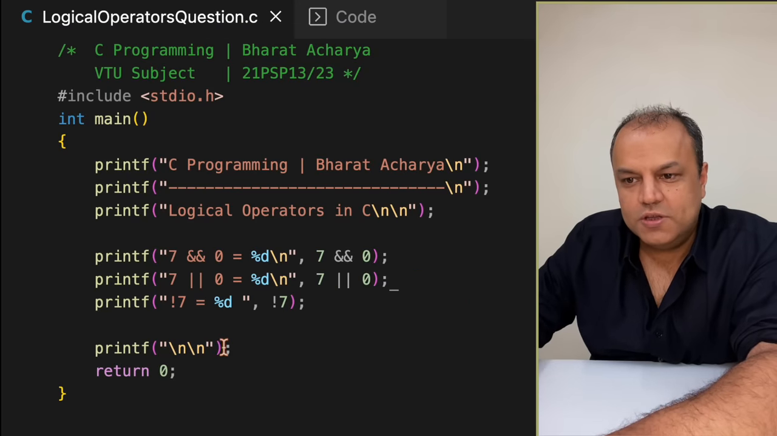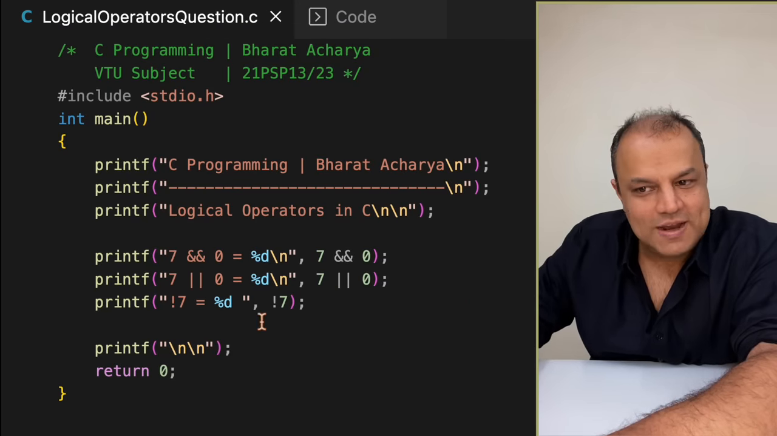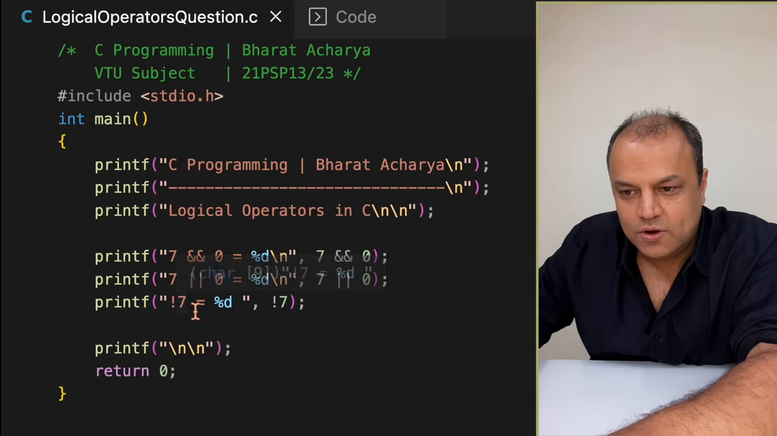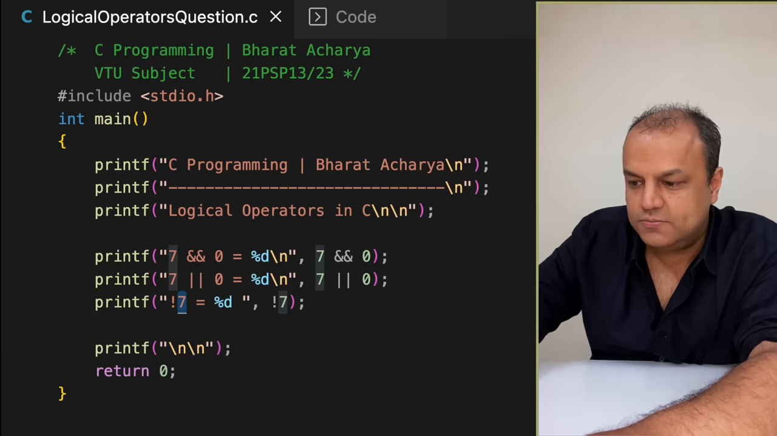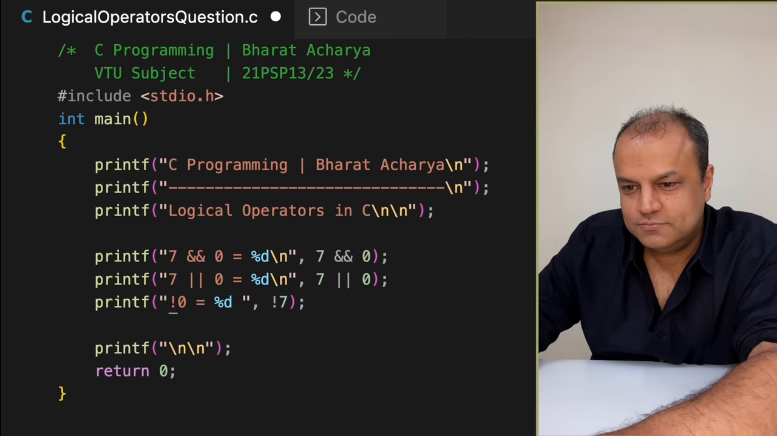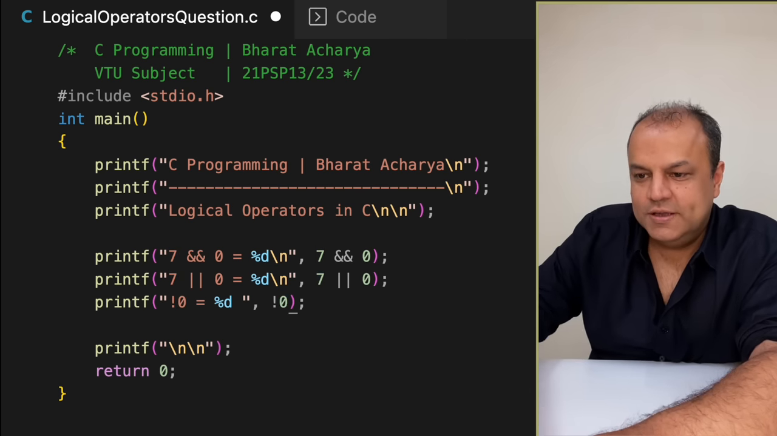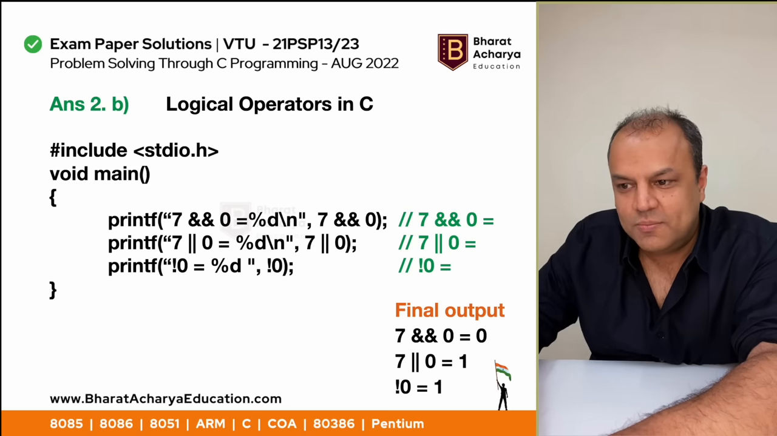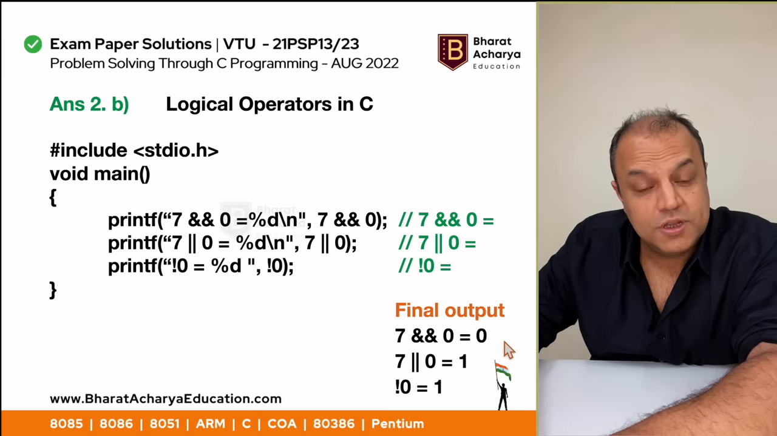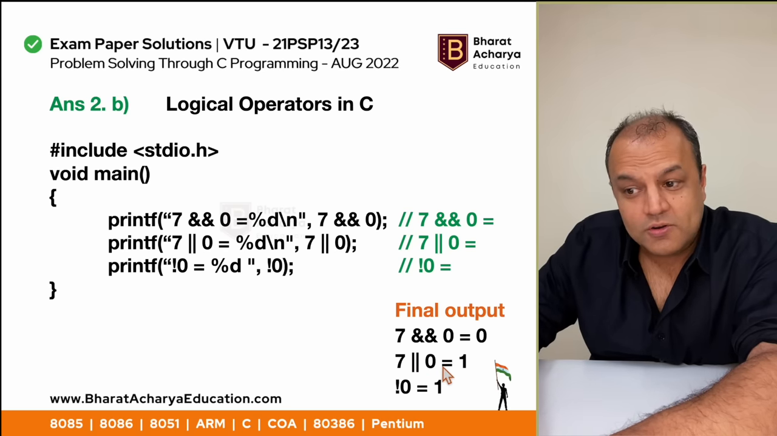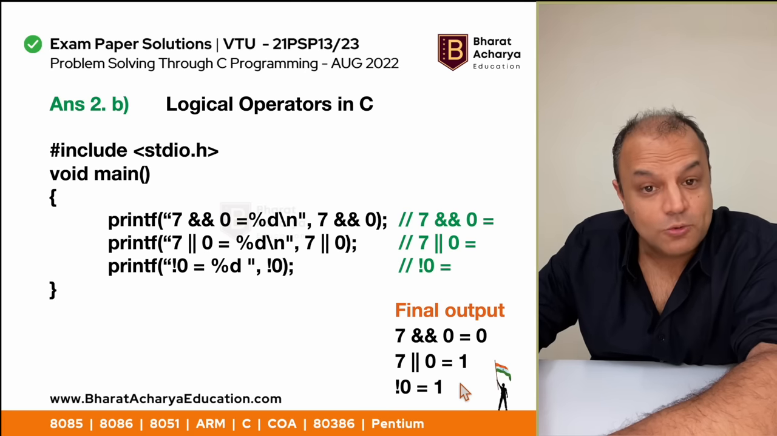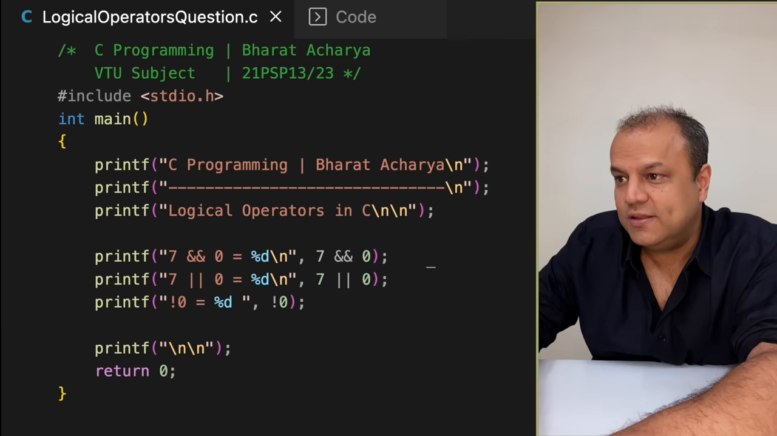Logic operations is the same question. 7 and 0, 7 or 0 and not 0. So let's run this. What was our presumptive output? 7 and 0 should give you a 0. 7 or 0 should give you a 1 and not 0 should give you a 1. So your output should be 0, 1, 1 basically. Let's run this and see.